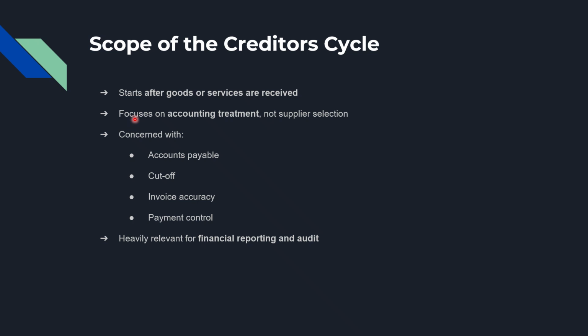So the creditor cycle begins once goods or services have been received by the business. It is concerned with the accounting treatment rather than decisions about choosing suppliers. The focus areas of the creditor cycle include accounts payable, correct timing of recording known as cutoff, accuracy of invoices, and control over payments. Because of these areas, the creditor cycle is especially important for financial reporting and audit purposes.